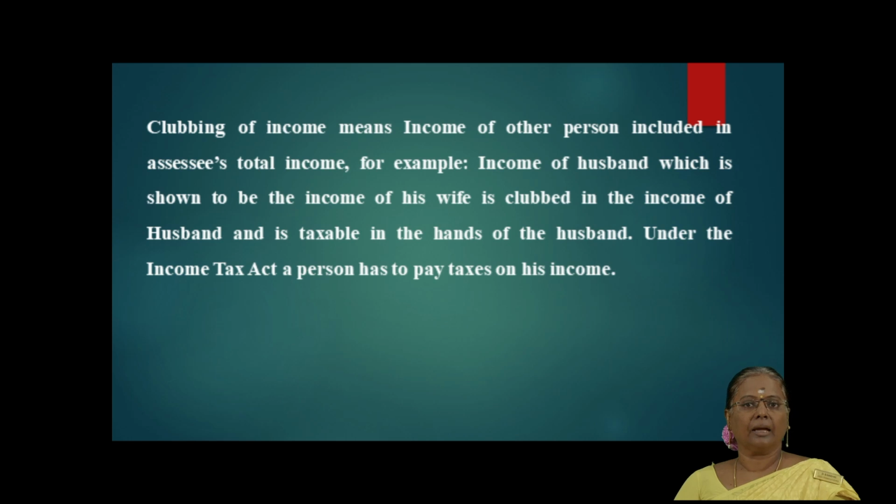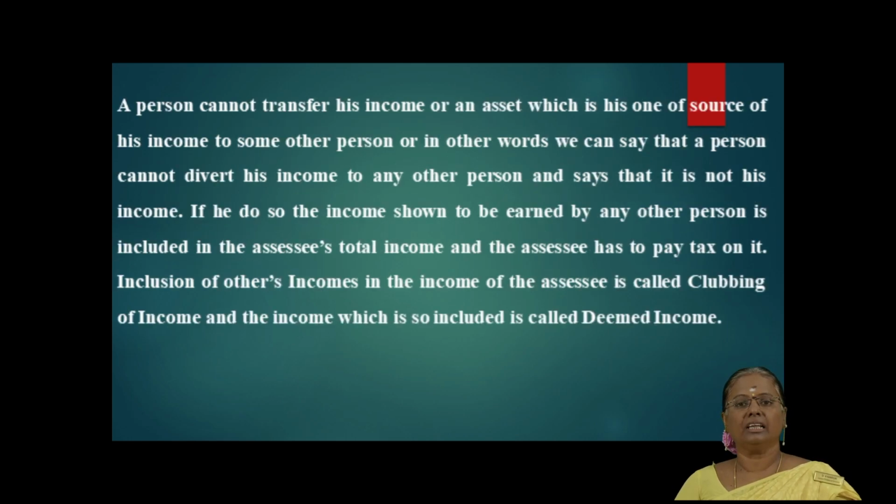Under the Income Tax Act, a person has to pay tax on his income. A person cannot transfer his income or an asset, which is one source of his income, to some other person. In other words, a person cannot divert his income to any other person and say that it is not his income. If he does so, the income shown to be earned by any other person is included in the assessee's income and the assessee has to pay tax on it. The inclusion of others' income in the assessee's income is called clubbing of income, and it is also called deemed income.